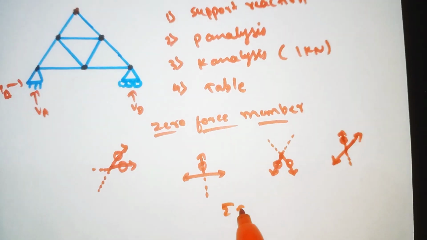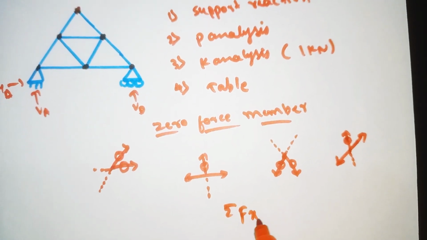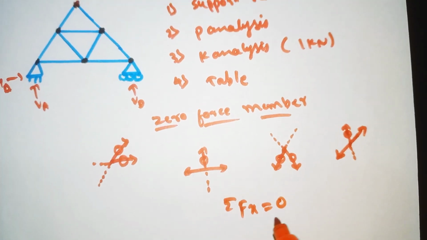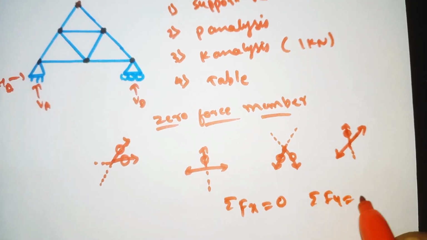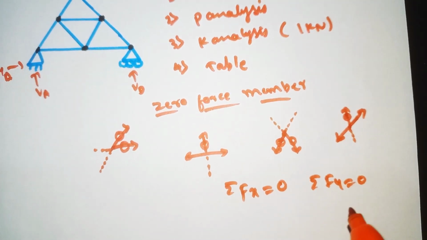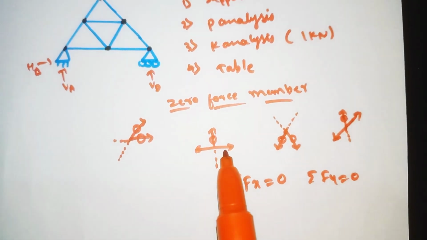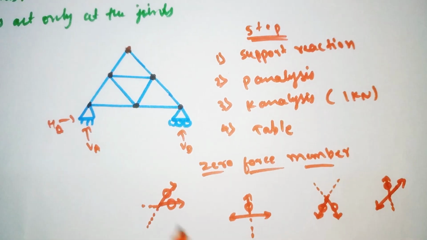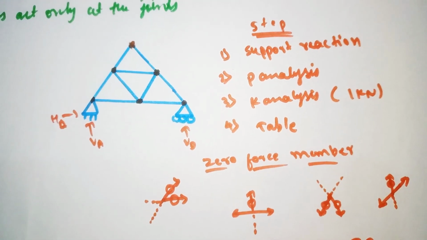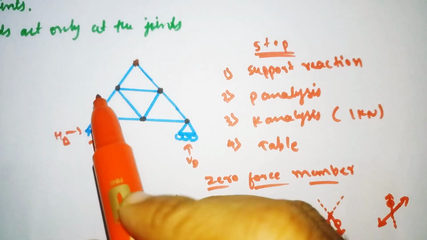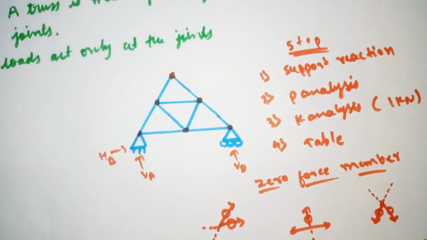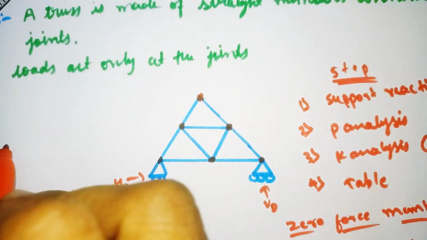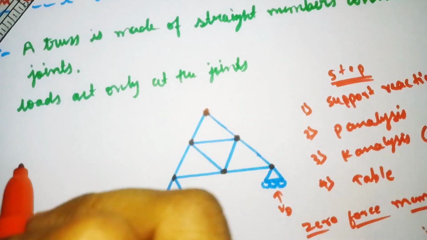So to find the force in each joint, we need to apply the equilibrium conditions, that is summation of Fx is equal to 0, summation of Fy is equal to 0. We need to apply these two conditions, and by using these two equilibrium equations, we need to find the forces in each member. The possible forces will be either tension or compression. Now we will see the sign convention for that.